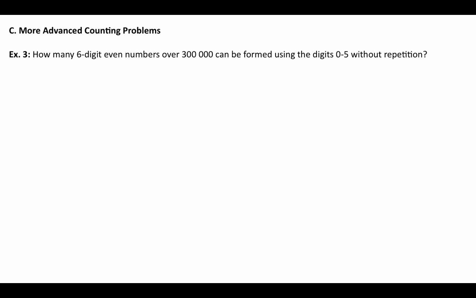How many 6-digit even numbers over 300,000 can be formed using the digits 0, 1, 2, 3, 4, and 5 with no repetition? Holy cow, we've got one restriction right here. Even number, so it has to end in a 0, a 2, or a 4. Of course, we're not using 6, 7, 8, 9 as options. Over 300,000 means that the first digit has to be a 3, a 4, or a 5.